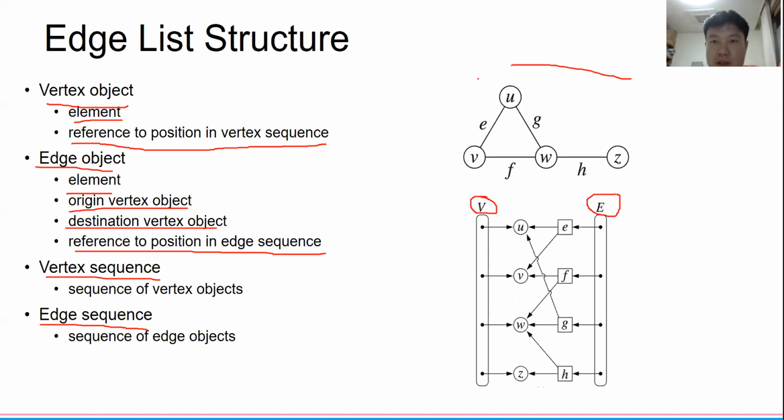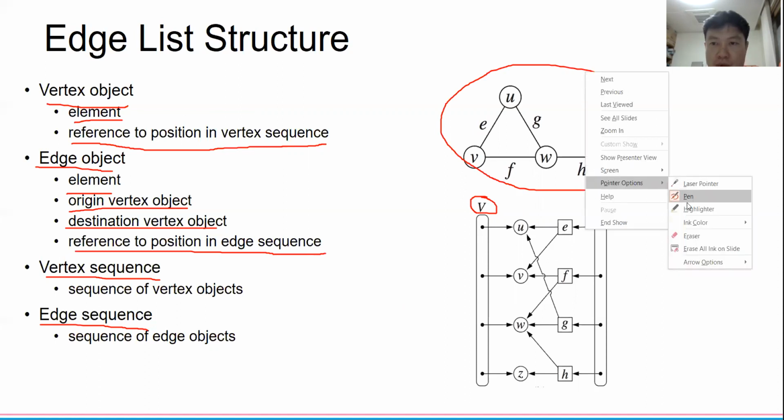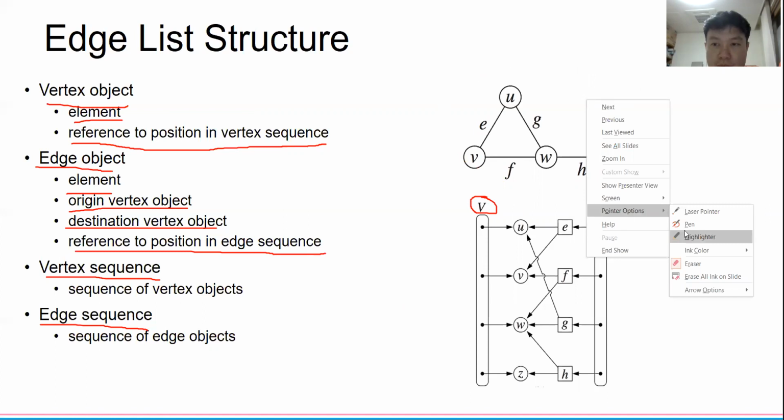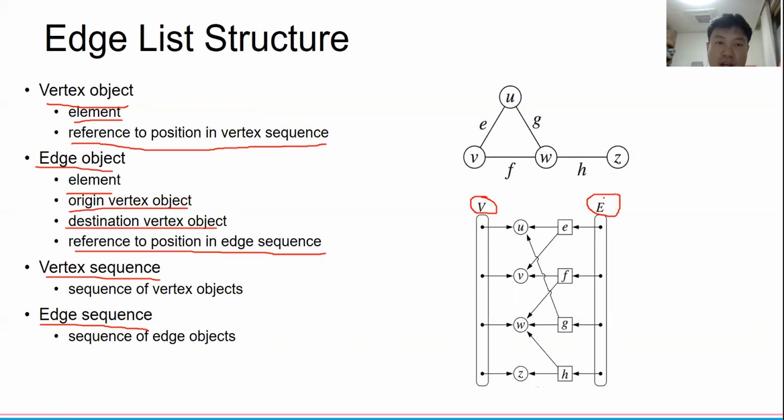So let's suppose we have this graph. This is the example. We have the vertices U, V, W, and Z. Now, if I have the following vertex object and edge object, I would like to put U, V, W, and Z into the V. Now I have the edges E, G, F, and H, and those are the elements in the edge sequence.